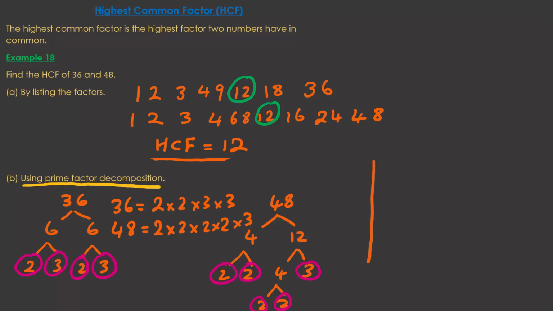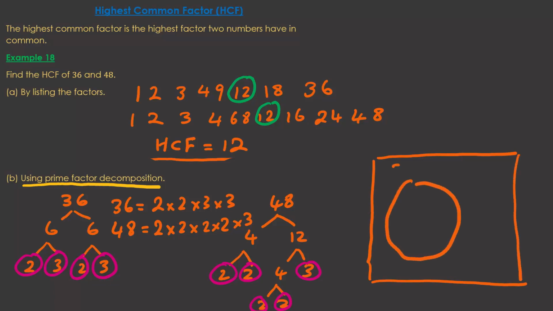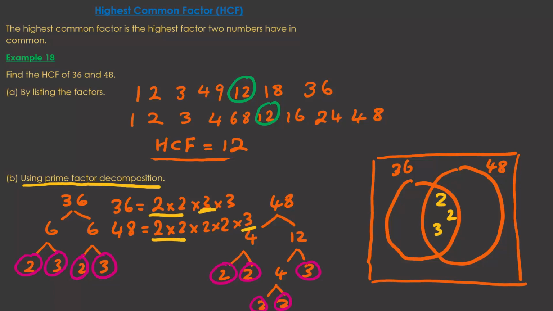Now, quite a nice way of doing this, it's not the only way, is to use a Venn diagram. And we'll put a circle here for the 36 and a circle here for the 48. And let's see what's in both lists. We've got 2 2's in both lists, so those will go in the middle. And we've got a 3 in both lists, so that will go in the middle. If you look at the 36, there's then a 3 here. And if you look at the 48, we've got 2 2's left, so we put those just in that part.